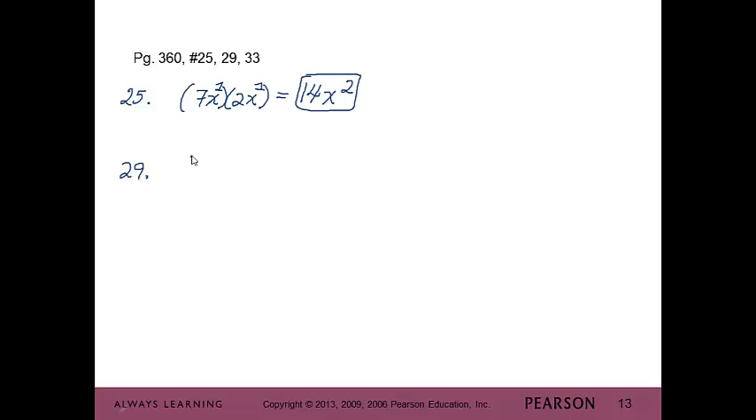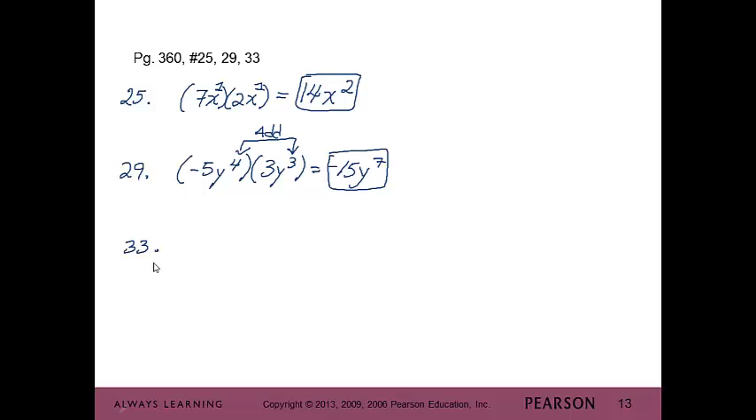Number 29, we have negative 5y to the fourth power times 3y to the third power. Our coefficients this time are negative 5 and 3. So multiplying negative 5 times 3, we get negative 15. Let's keep the base, which is y. And remember, we're multiplying, which means we actually add the exponents. So 4 plus 3, which is 7. So this is negative 15y to the 7th power.